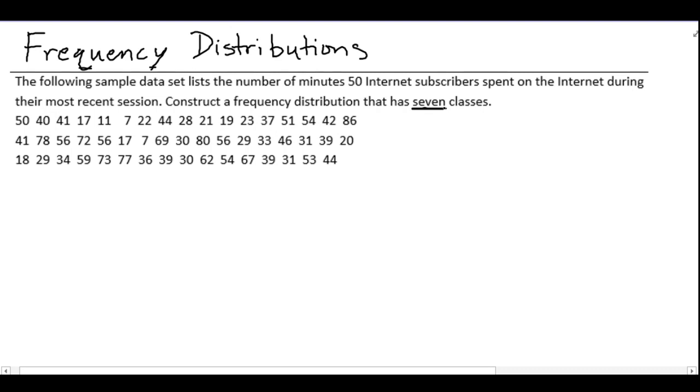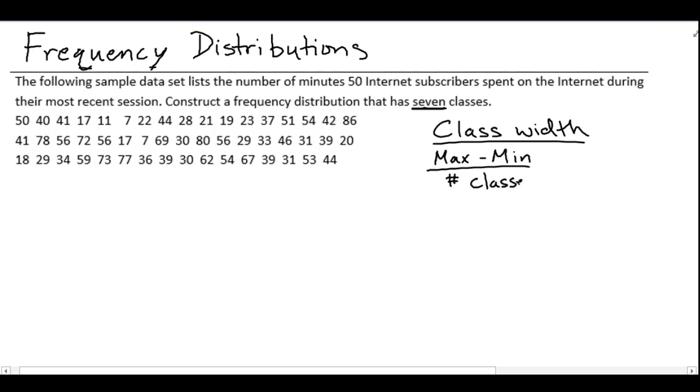Now, for us to do this, we have to divide up our classes evenly, right? And we need to figure out how many elements should we have in each class. What's the class width? That's the first thing you need to find. I'm going to write that out right here. First thing you need to find is the class width. And in order for us to do that, it's a very simple thing. All you really need to do is take the highest number, the maximum data entry, minus the minimum, and divide it by the number of classes you want. And in this case, we want 7.